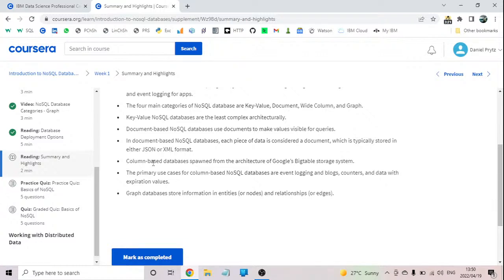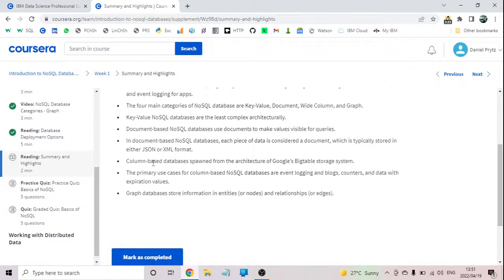Yeah, that's true. The four main categories of NoSQL databases are key-value, document, wide column, and graph. Key-value databases are the least complex architecturally, and they don't allow much for indexing or queries. They're opaque and do not support ACID transactions, but they are easily sharded. Document-based NoSQL databases make values visible for queries, so they're not opaque, and it's easier to index.